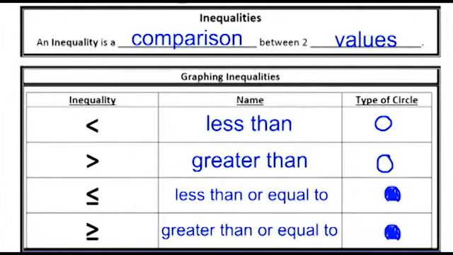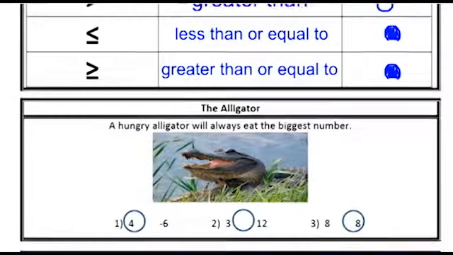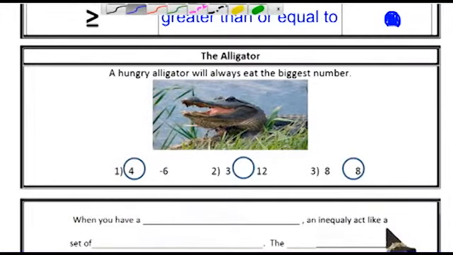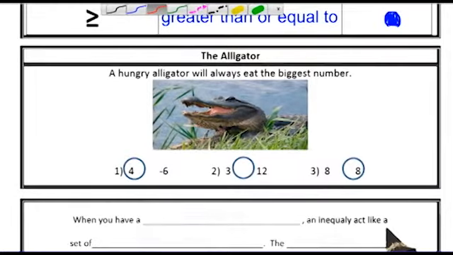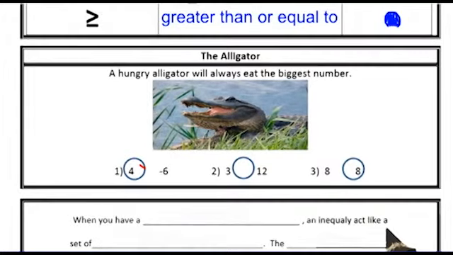We've dealt with the alligator before. You learned about this in probably grade school, middle school. These circles are a little bit off, but we'll deal with it. You always think about the bigger value gets eaten by the alligator. This was probably the common inequality you've dealt with up to this point.